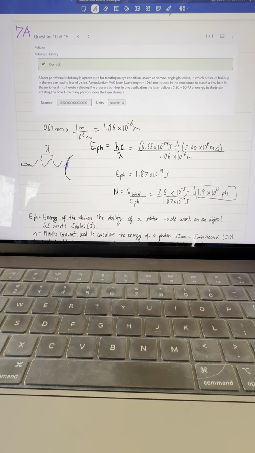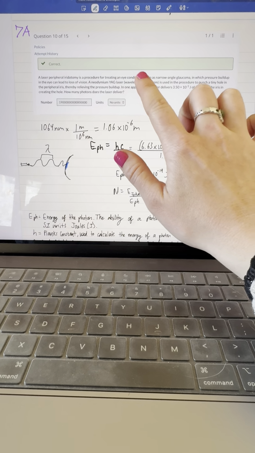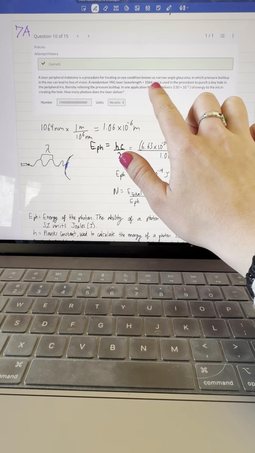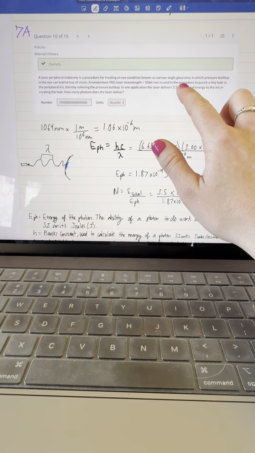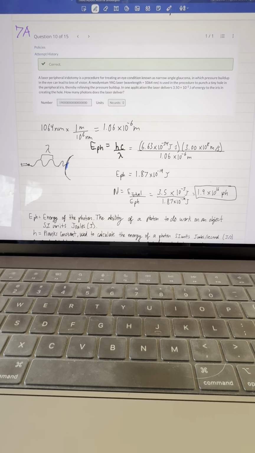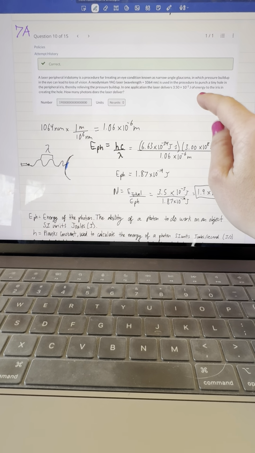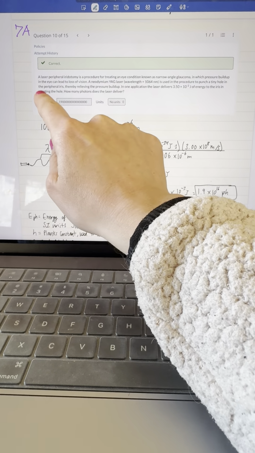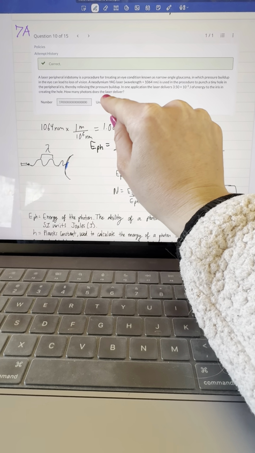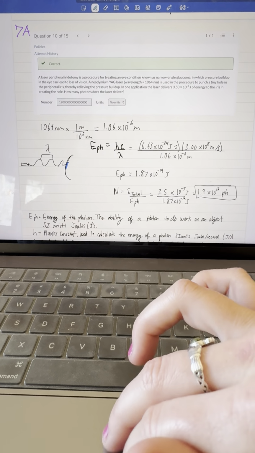A neodymium YAG laser with a wavelength of 1046 nanometers is used in the procedure to punch a tiny hole in the peripheral iris, thereby relieving the pressure buildup. In one application, the laser delivers 3.5 times 10 to the negative 3 joules of energy to the iris in creating the hole. How many photons does the laser deliver?